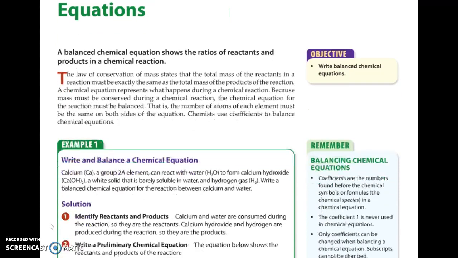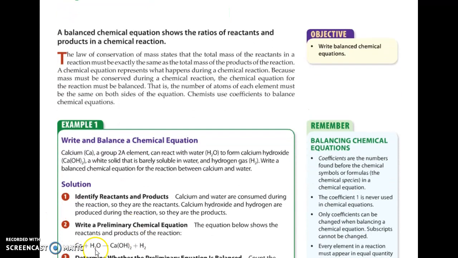Answer is, we have calcium plus water yields Ca(OH)2. This parentheses is because OH is what we call a polyatomic ion. It is pre-joined, and there's 2 of them. So I have 2 oxygens and 2 hydrogens for every 1 calcium, plus H2.